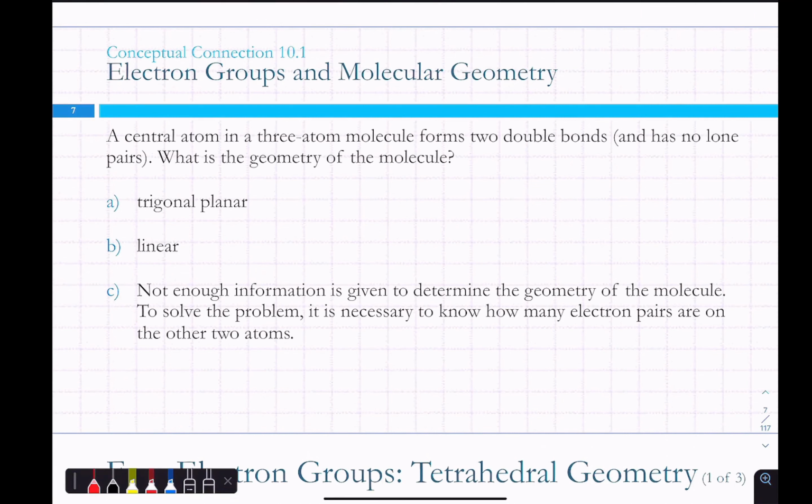So if you have a central atom and a 3-atom molecule forms 2 double bonds, has no lone pairs, what is the geometry of the molecule? Linear. So we're assuming, if you have 2, then you could have lone pairs, and then you might get something else. Yeah, if it had lone pairs, it would. But we'll get there. Doesn't matter what they are. Especially if it's linear, it doesn't matter.